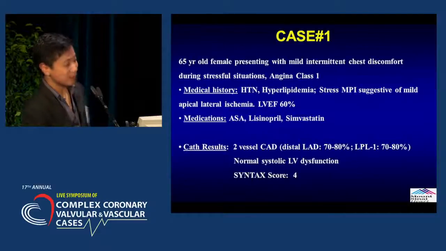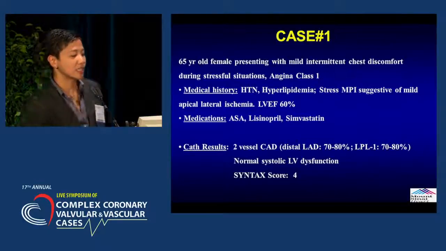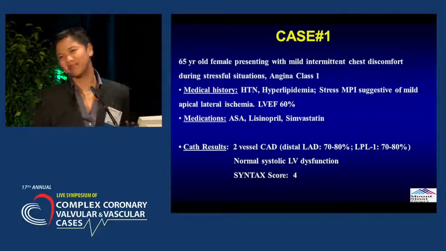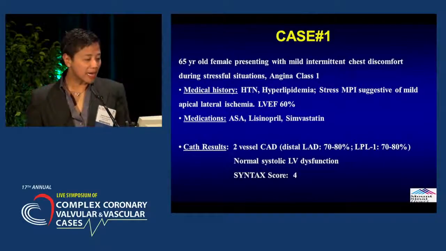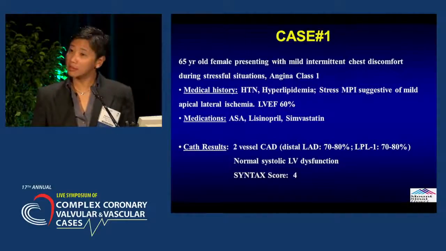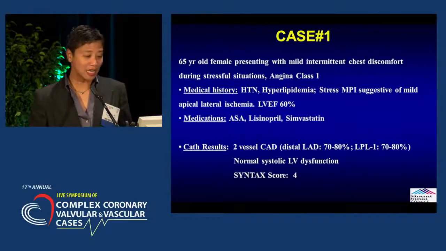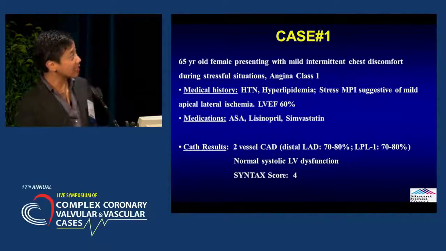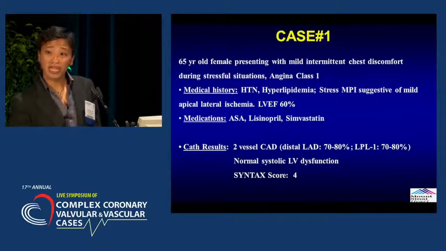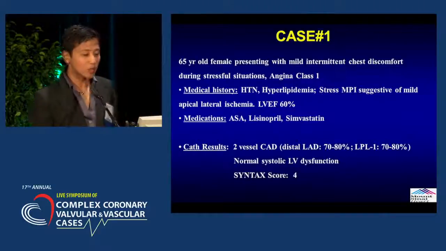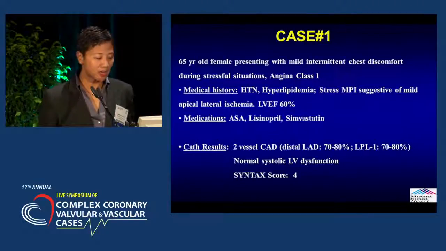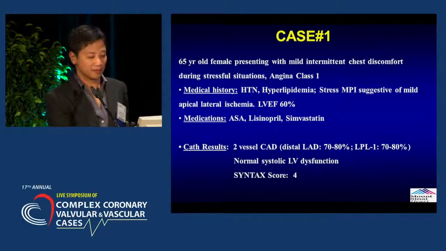Okay, a 65-year-old presenting with mild intermittent chest discomfort during stressful situations, so class 1. Blood pressure, cholesterol, mild apical lateral ischemia, so mild, low risk, class 1. Do we have an anti-anginal on the list? Do you see any anti-anginal? No. So you have class 1, low risk, 2-vessel CAD, normal LV function. Oh, normal systolic. It's just SYNTAX score 4.